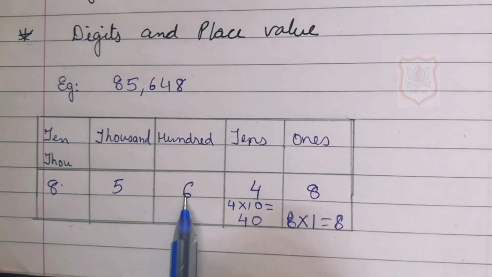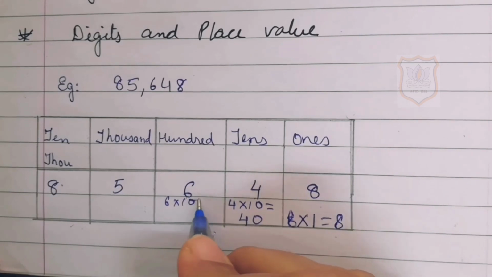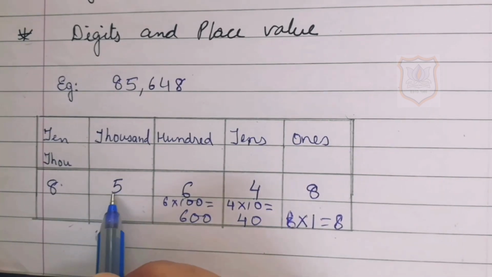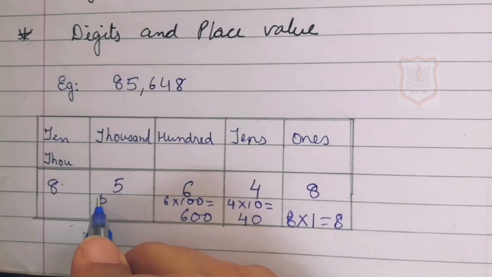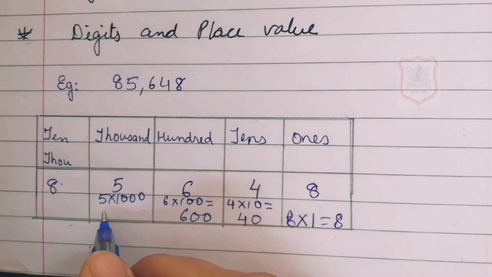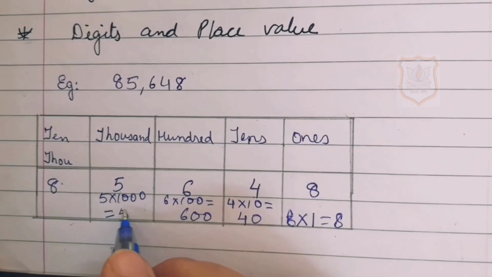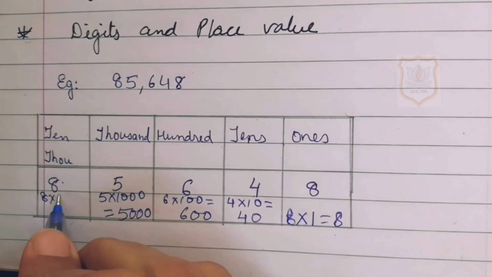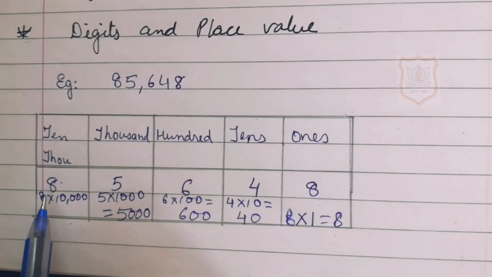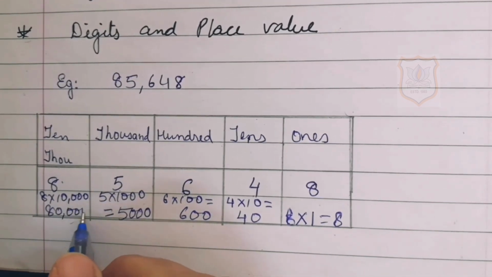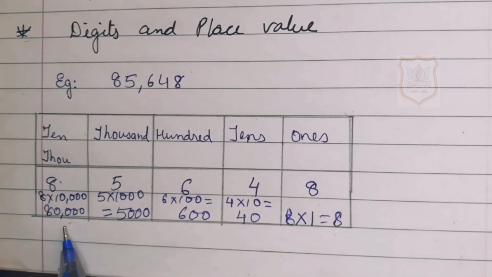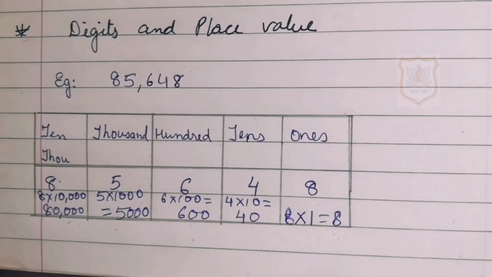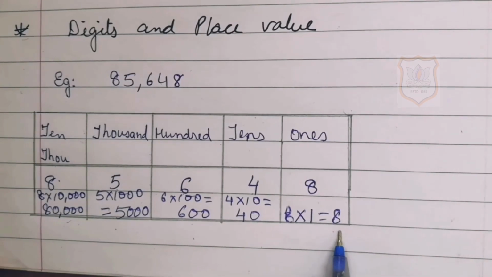In the same way, we will multiply this 6 by 100 and the value of 6 is 600. In the same way, we will multiply this digit 5 with 1000. So the value of this digit is 5000 and we will multiply this 8 by 10,000. So the value of digit 8 is 80,000. So the number so formed will be 85,648. In this way, we have to find out the place value of each digit.